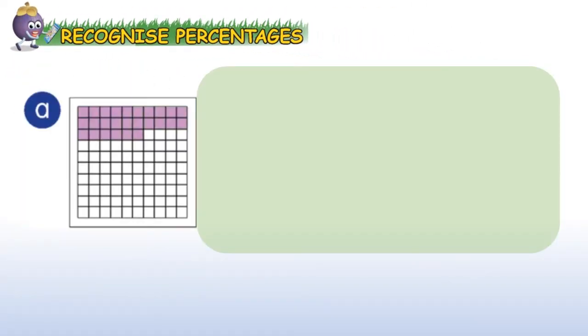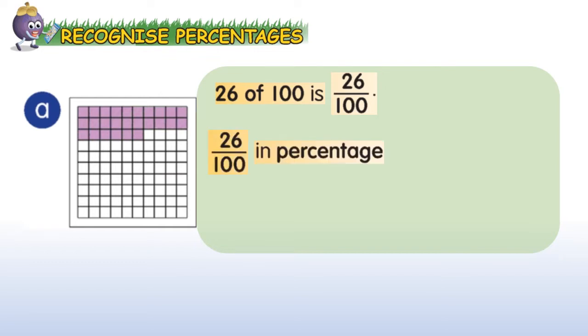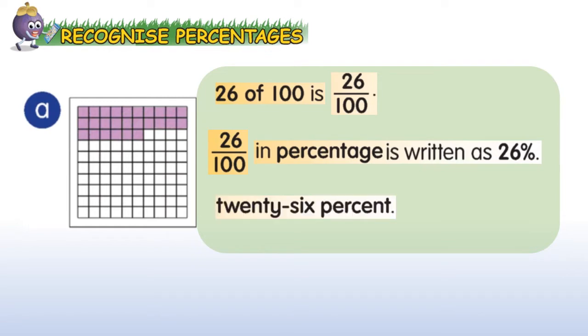Look at this example. There is a 100 square grid. There are 26 shaded from 100. So 26 of 100 is 26 over 100 or 26 hundredths. 26 over 100 in percentage is written as 26%. So we can read this one as 26%.